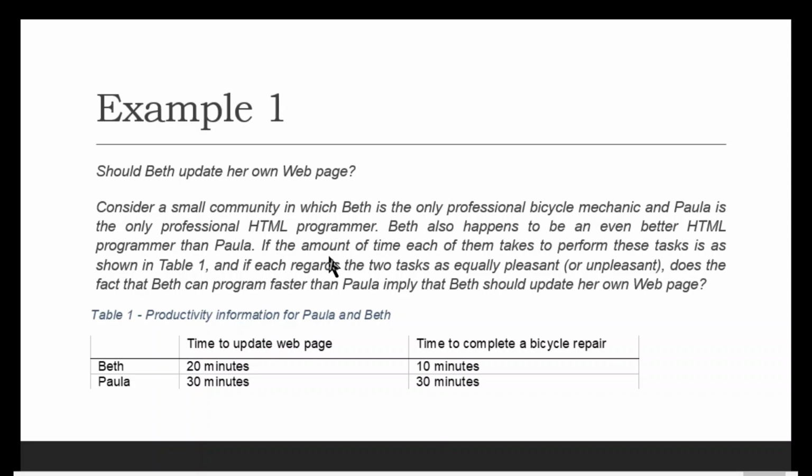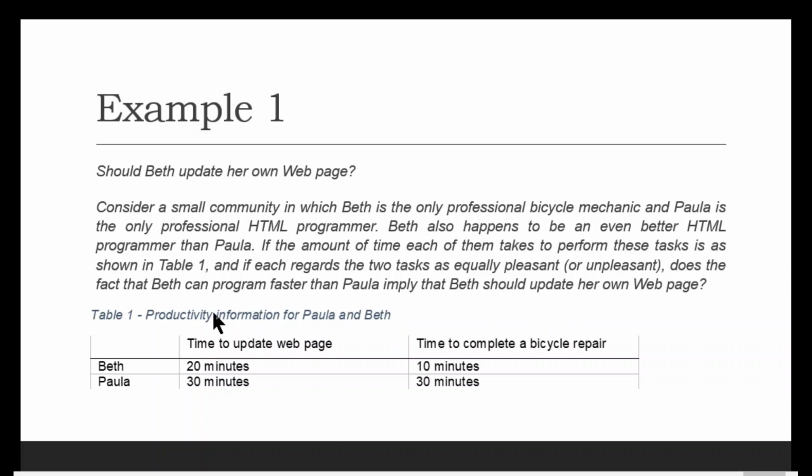So if the amount of time each of them takes to perform these tasks is as shown in Table 1, and if each regards the two tasks as equally pleasant or unpleasant, does the fact that Beth can program faster than Paula imply that Beth should update her own webpage? So the question here asks if Beth should shift from being a mechanic to becoming a programmer, given that she can do programming faster than Paula. So let us take a look at the table.